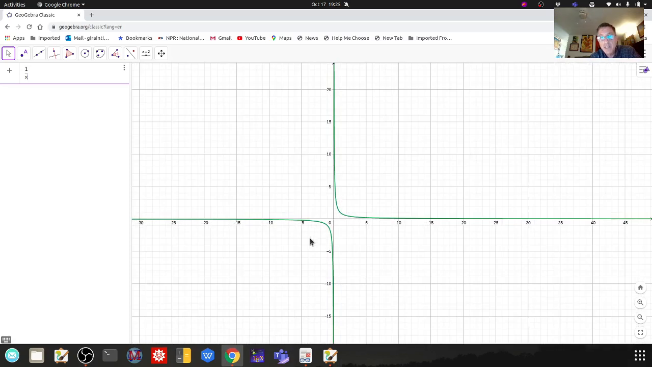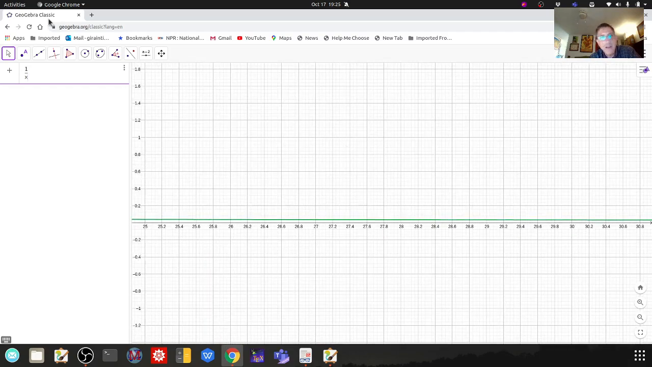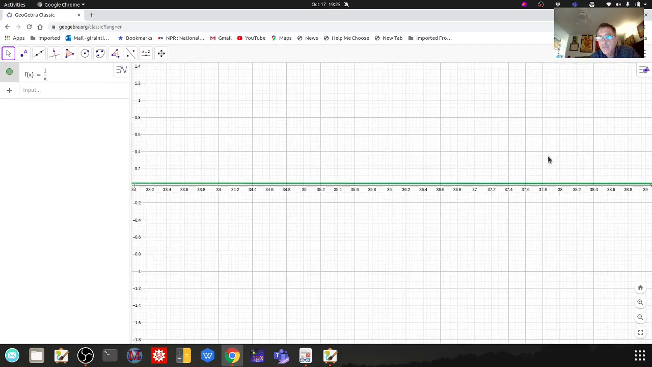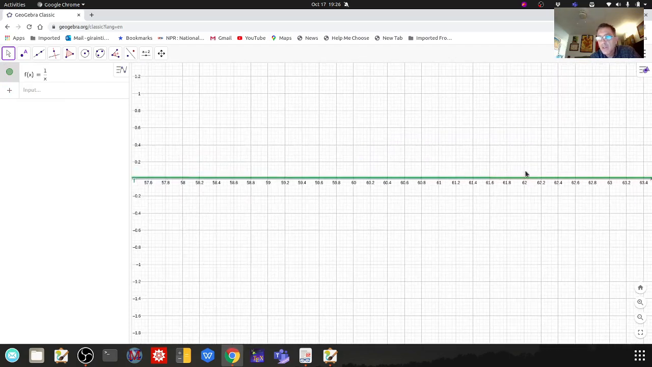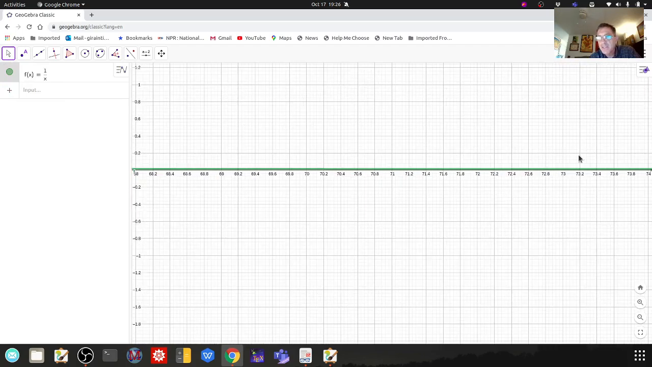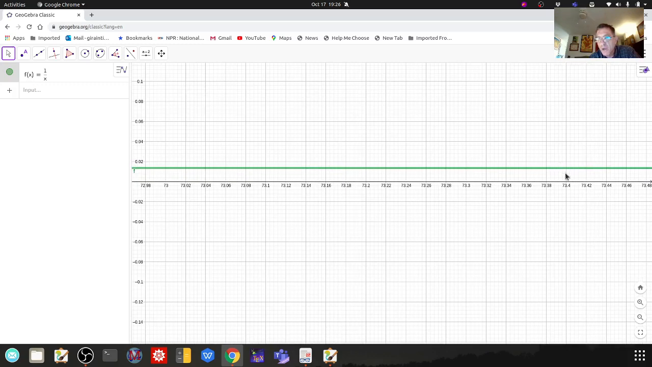And we can see kind of the full picture right here. Really, no matter how far out I go, and it looks like it's going to be touching, if I scooch in, I will see there's always space between the x-axis and my value of f of x.